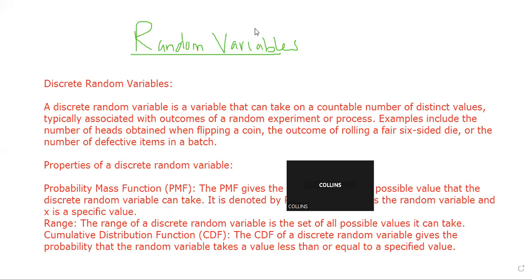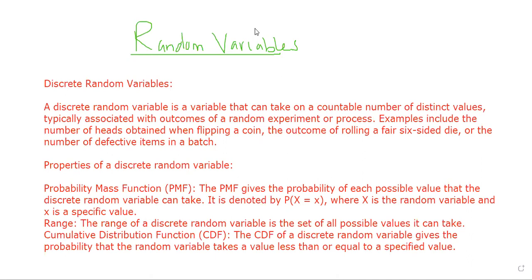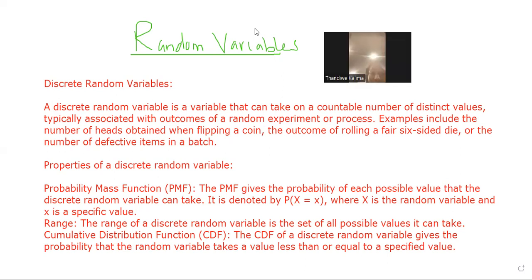Discrete random variables specifically are not continuous. We have what we call continuous random variables, where we have fractions. With discrete random variables, we deal with whole numbers, 1, 2, 3, 4. There are no fractions in this case.